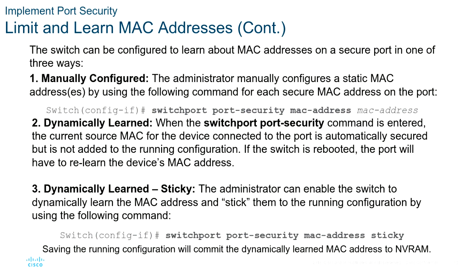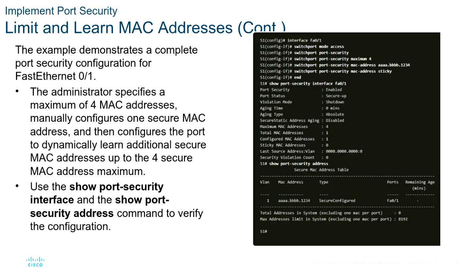So what I really like is number 3, sticky. We're going to use number 2 and have them dynamically learn it and save them in the NVRAM. Switchport port-security mac-address sticky makes that address sticky and saved in the NVRAM, the non-volatile memory in the device, router or switch, so if that switch is rebooted, it doesn't have to learn it again. Because a bad guy could get in the closet, remove the power, and plug the power back in, and it forgets everything.